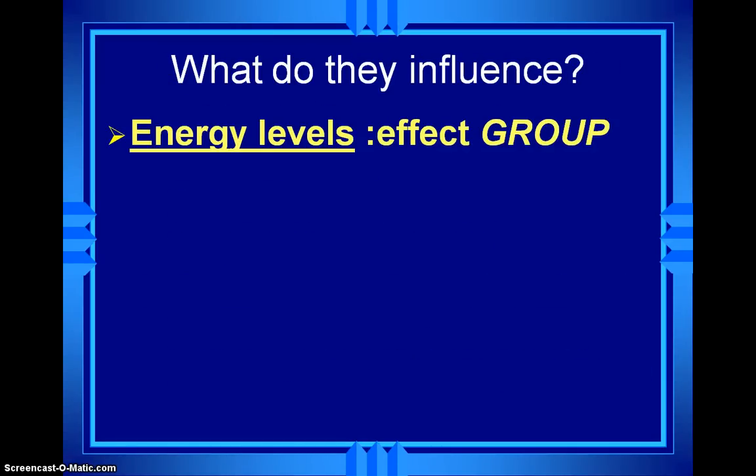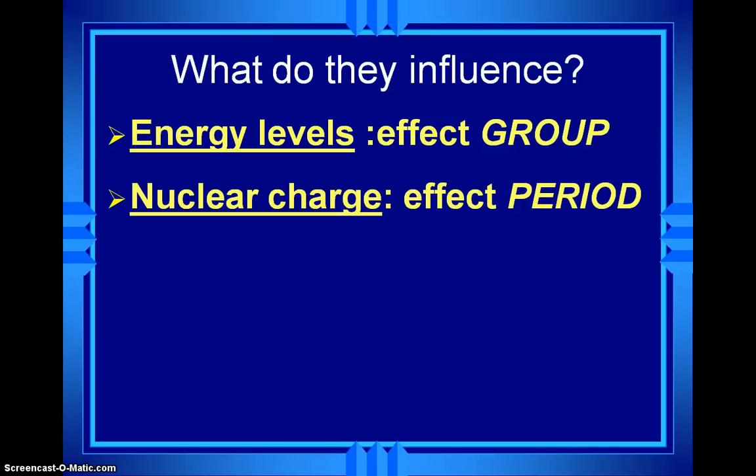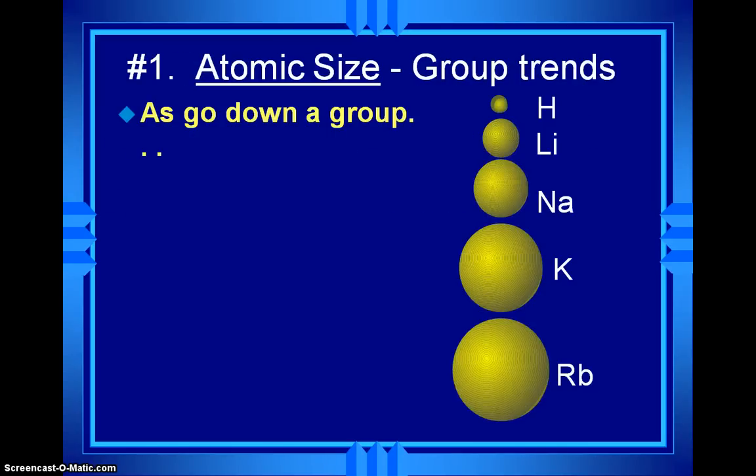Okay, so energy levels affect the trends within the group, and the nuclear charge will affect the trends that happen across a period. So energy levels affect up and down in the group, and nuclear charge across in the period. So the first trend I'm going to talk about is atomic size. And this is a trend within the group that we're first going to talk about.